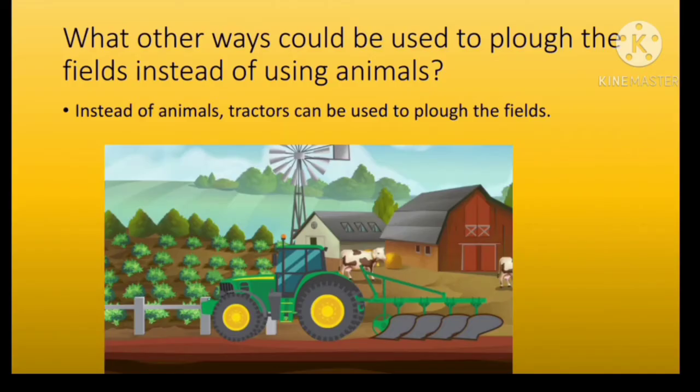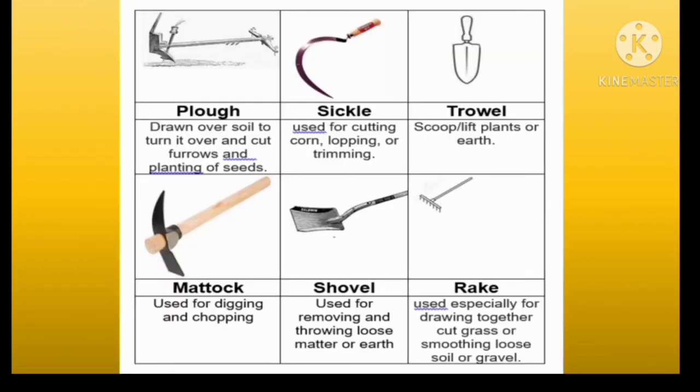Now what other ways could be used to plow the field instead of using animals? We saw in the picture that the father was using bullocks to plow the field. Instead of animals, we can use a tractor to plow the fields. Other tools used in farming are plow, sickle, trowel, mattock, shovel, rake, and you can find out the uses of all these tools.